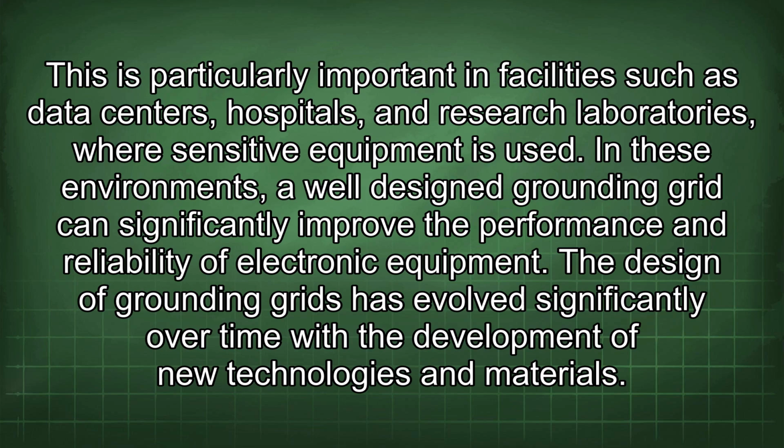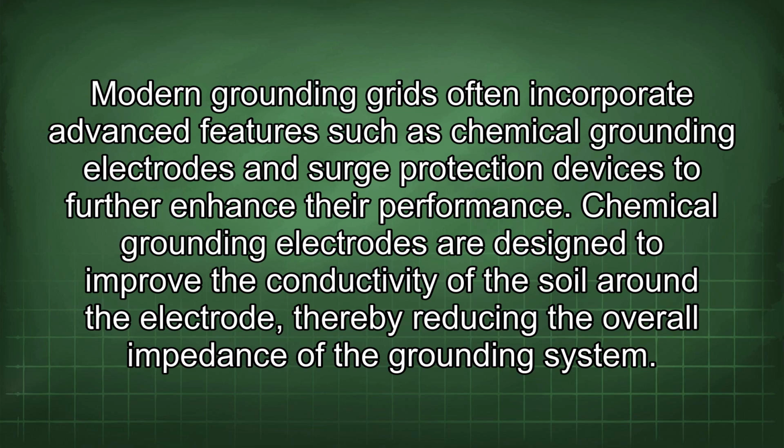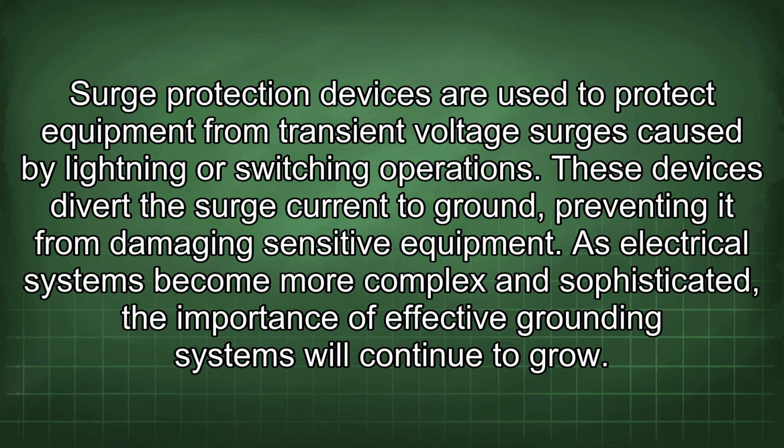The design of grounding grids has evolved significantly over time with the development of new technologies and materials. Modern grounding grids often incorporate advanced features such as chemical grounding electrodes and surge protection devices to further enhance their performance. Chemical grounding electrodes are designed to improve the conductivity of the soil around the electrode, thereby reducing the overall impedance of the grounding system. Surge protection devices are used to protect equipment from transient voltage surges caused by lightning or switching operations. These devices divert the surge current to ground, preventing it from damaging sensitive equipment.